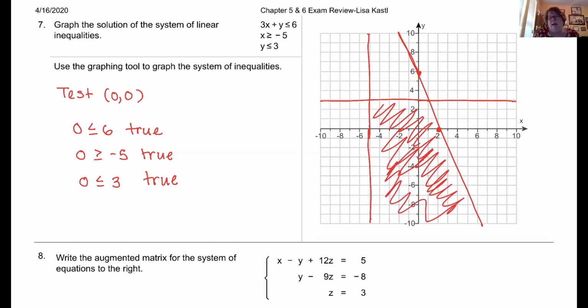0, 0. Again, if 0, 0 doesn't work, start picking points in the other 5 areas. So perhaps you pick a point on the x-axis like 6, 0, test it. Then you would shade that if it was true. You just keep picking test points until you find a test point that works, and then you shade that area that contains that test point.